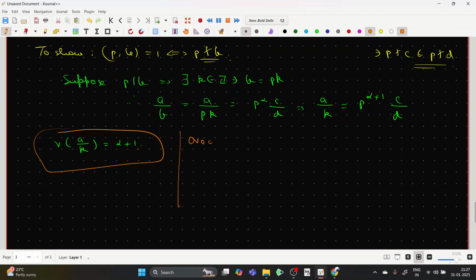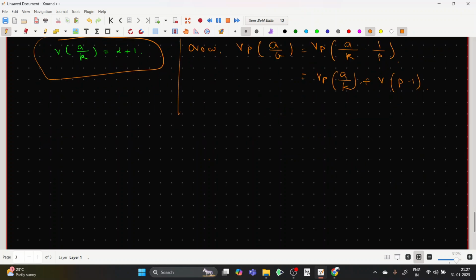Now the valuation of a/b can be written as the valuation of a/k times 1/p. Now recall the definition of the valuation, it converts multiplication into addition, right? So this is the discrete valuation of a/k plus the valuation of 1/p, that is, p inverse.